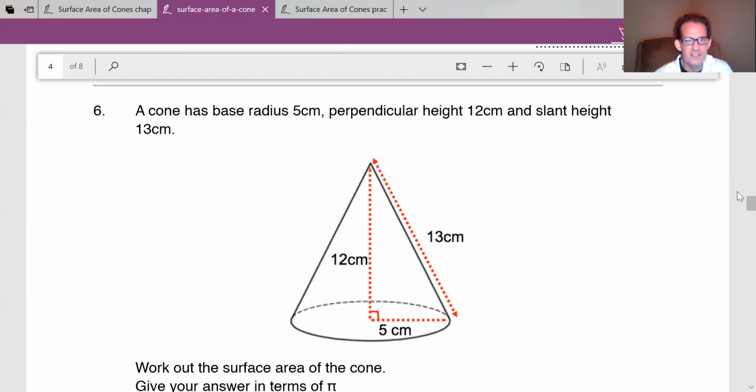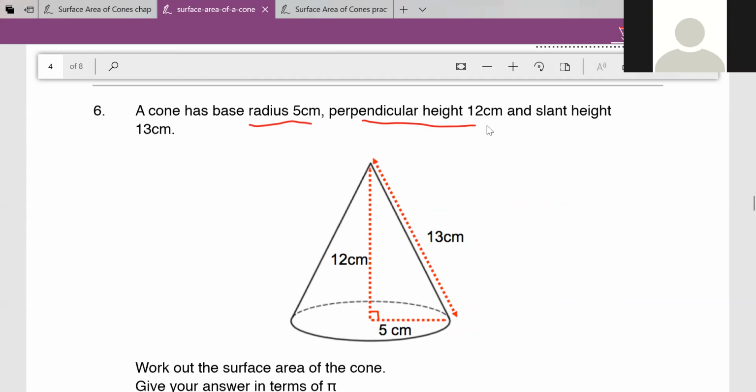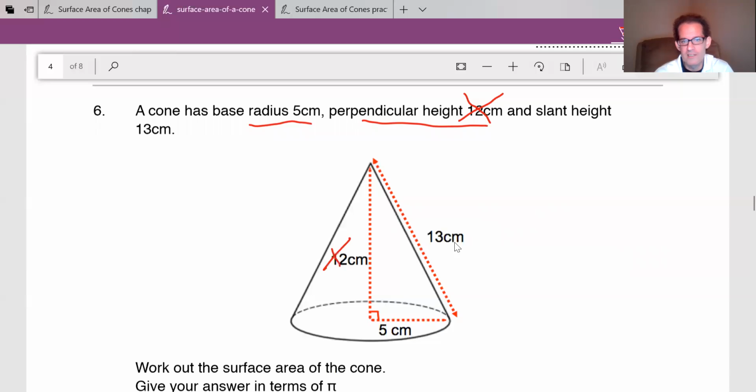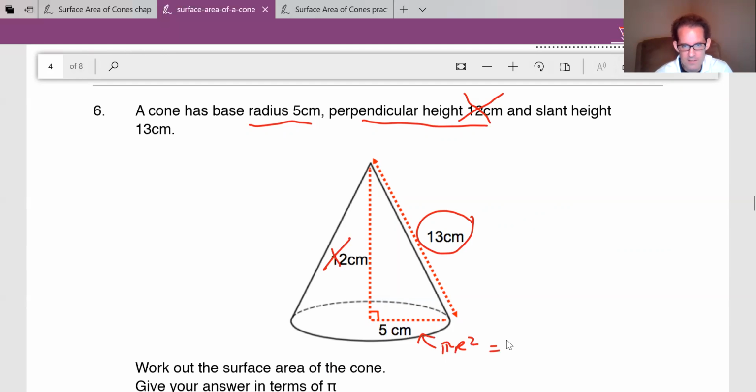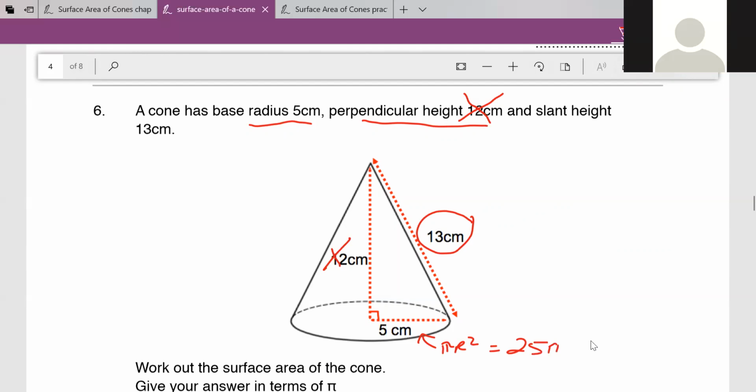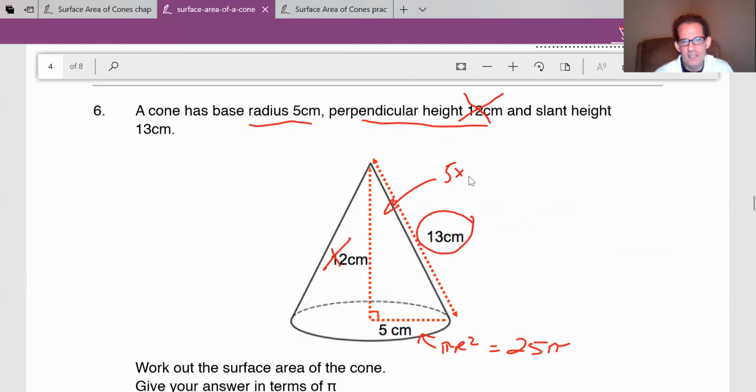Let's look at number 6. So the radius is 5. The perpendicular height is 12. Do I want the perpendicular height? No, I don't want 12. I want the slanted height. I want 13. So first things first, is pi r squared for the base. That's going to equal 25 pi. And then for my lateral surface area, I'm going to have pi times 5 times 13. I know 5 times 13 is 65.